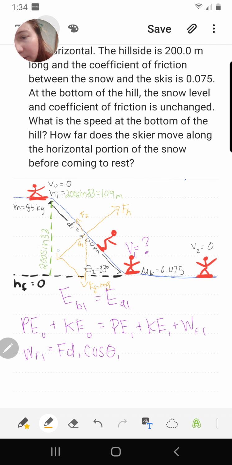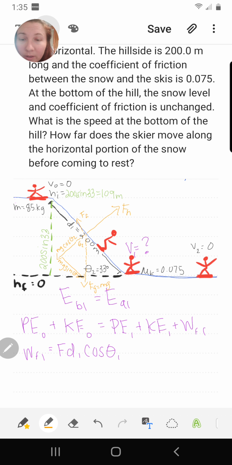So we've got the mg, and this is the cosine of theta 2, and then this is the sine of theta 2.